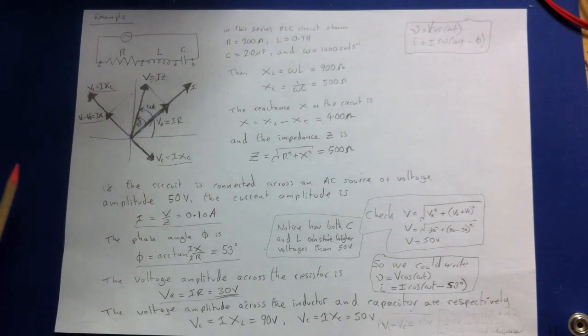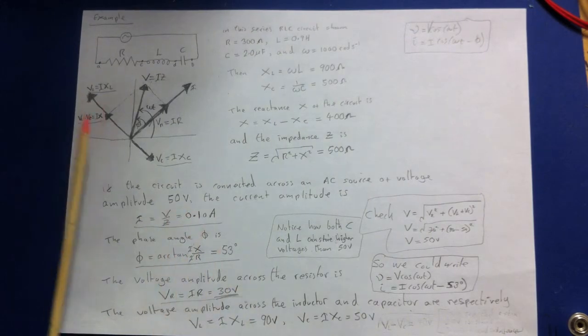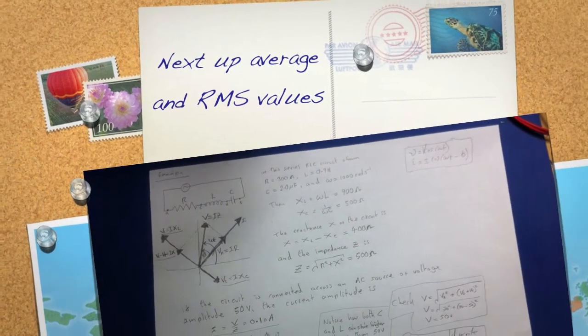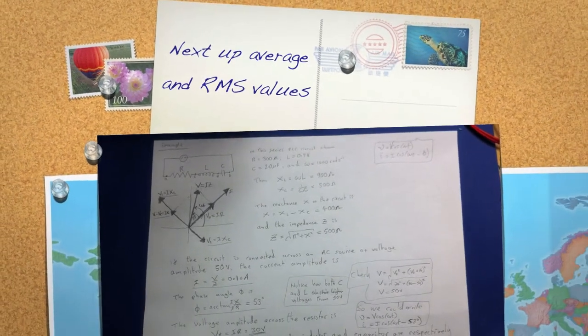The other interesting thing, of course, is the source itself is 50 volts, but you can see here that the voltage drop across the inductor is 90 volts. So it looks like it's higher than the source. And when you add the phasors up, you still get the source voltage of 50 volts. So that's a good example of how it works, and it's interesting to see that the voltages are different once you get the answers.